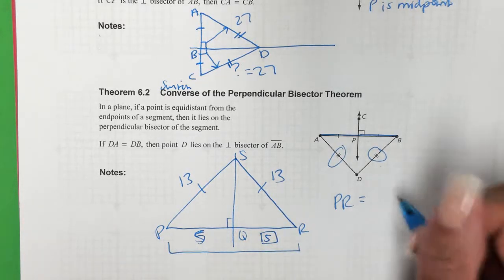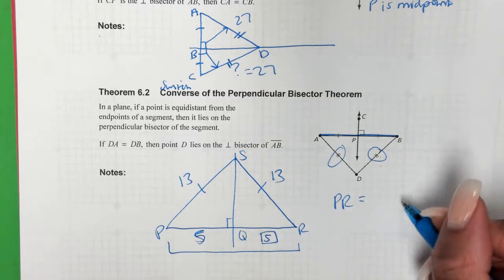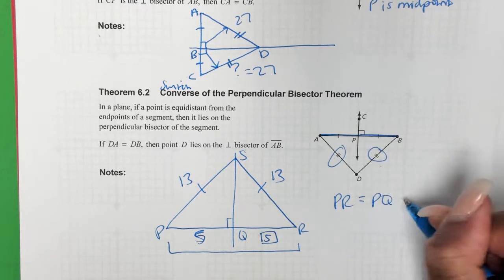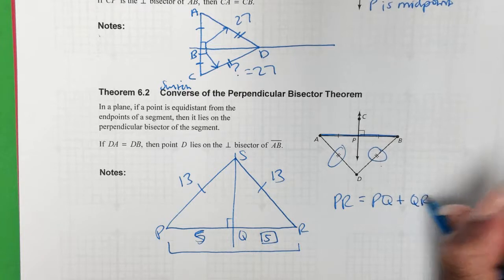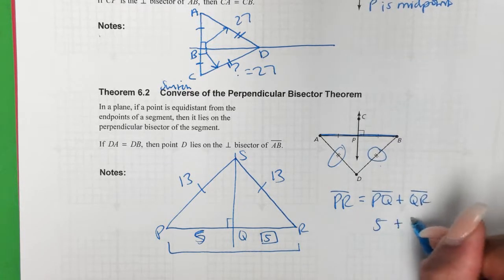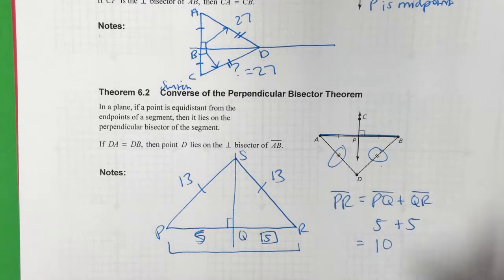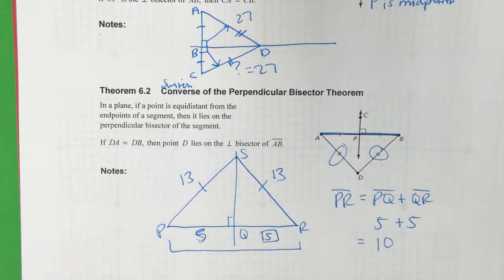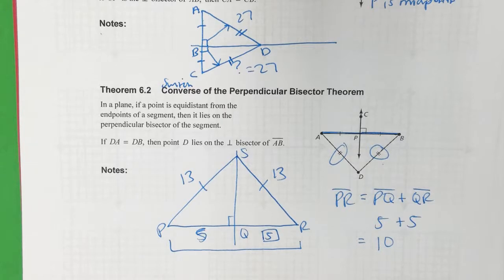So PR is equal to PQ plus QR, and PQ is 5, QR is 5, so PR must equal 10. So let's flip over to the next page.